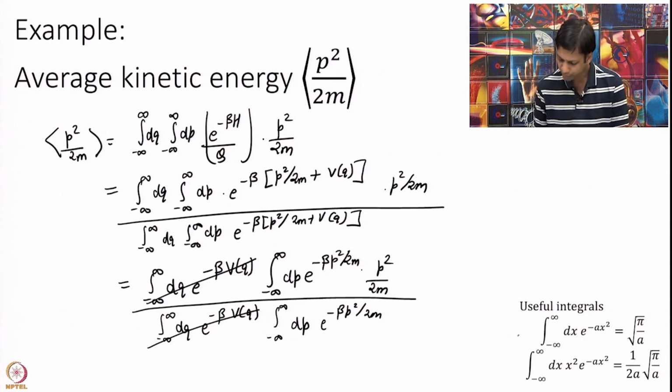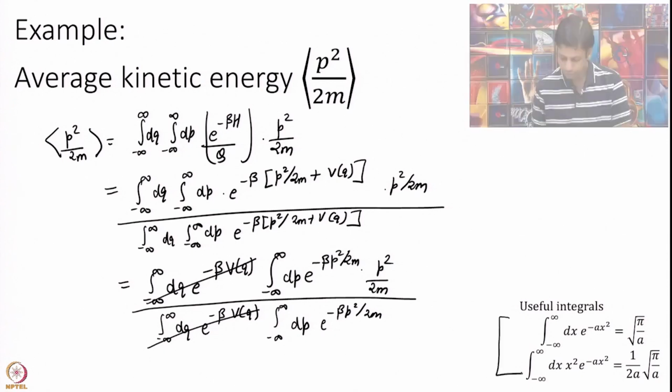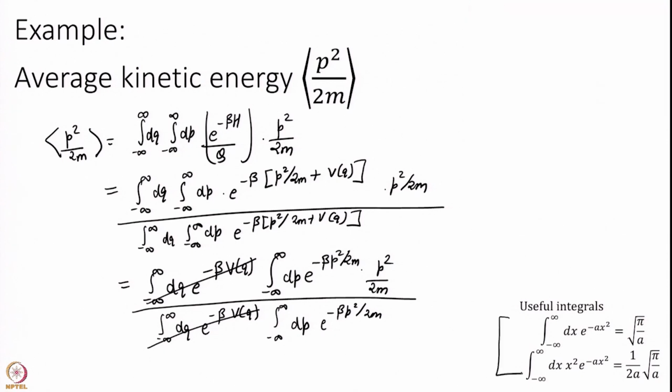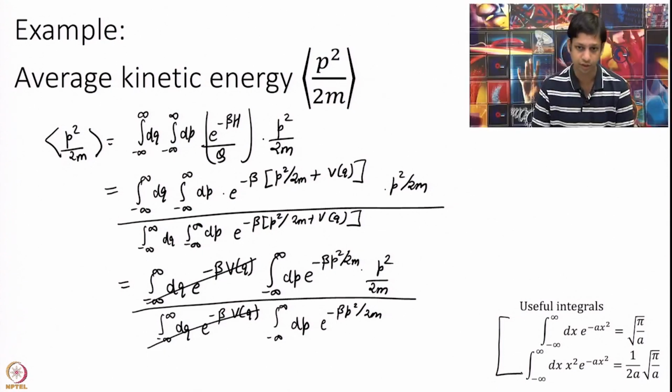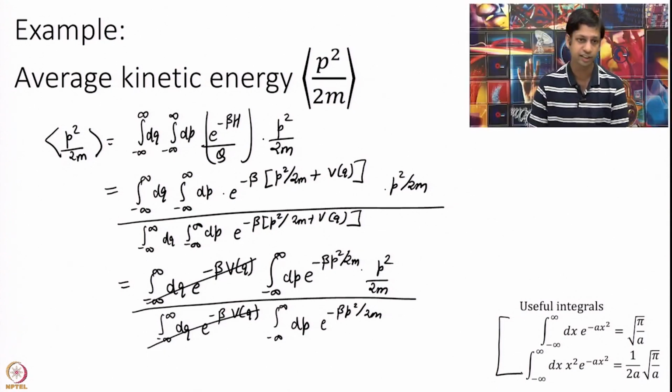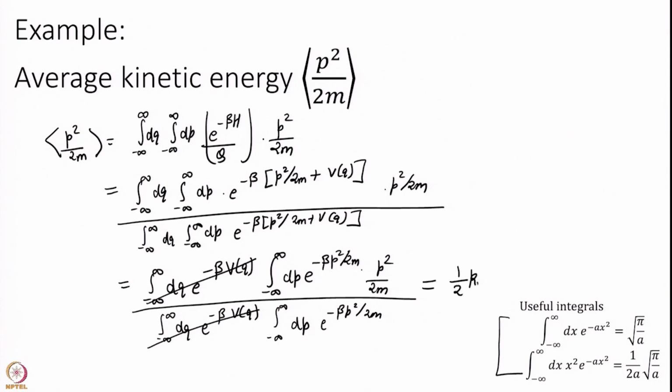So, to solve that I have provided you the integrals here. So, use those, plug them in and calculate these. This is going to be another assignment, to be able to solve these integrals using the provided integrals, and you have to show that this is equal to half kB T. Okay. So, 1 over 2 beta. So, this is another assignment problem.